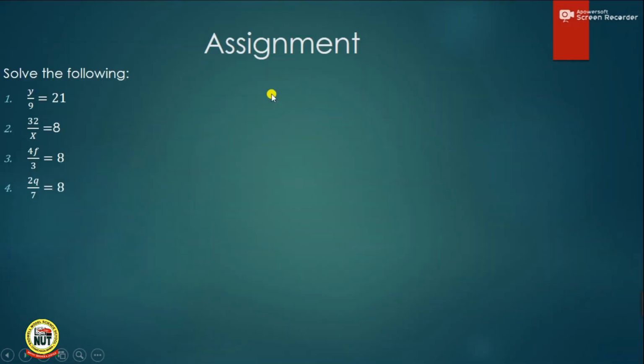And this is your assignment. You are expected to look for the values of the unknown terms here. And the unknown terms here are y, x, f, and q. So here we have y all over 9 is equal to 21. You are expected to look for the value of y. 32 all over x is equal to 8. What is x? 4f all over 3 is equal to 8. What is f? Then 2q all over 7 is equal to 8. Therefore, you are expected to look for the value of q.